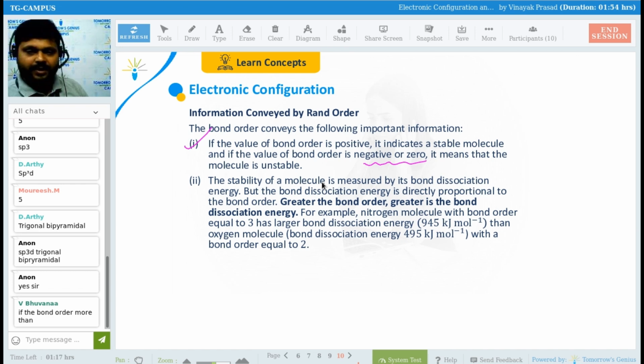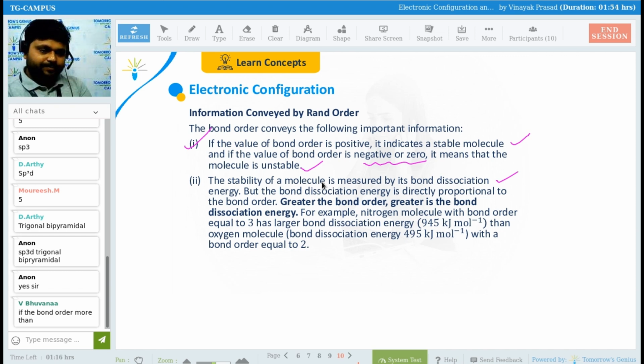Easy now? Any problem? No? Now, see here. If the value of bond order is positive, it indicates a stable molecule. If the value of bond order is negative or 0, it means that the molecule is unstable. The stability of a molecule is measured by its bond dissociation energy. Getting my point?